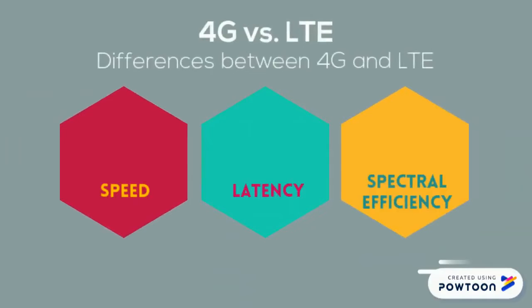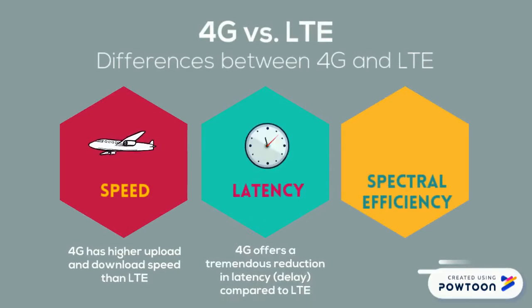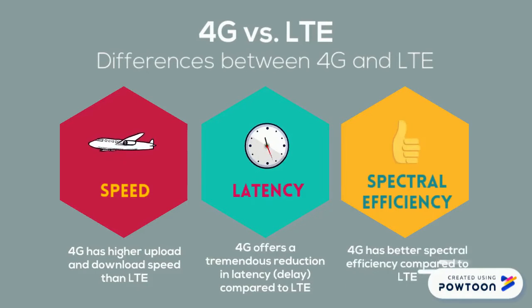Difference between 4G and LTE. 4G has higher upload and download speed than LTE. 4G offers a tremendous reduction in latency compared to LTE. 4G better optimizes the use of bandwidth, which results in more data transmitted with fewer errors than LTE.